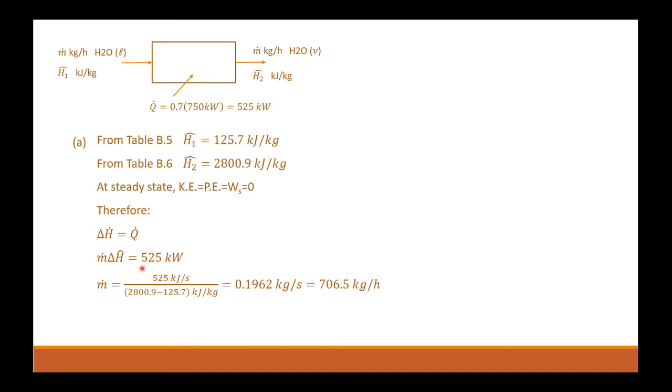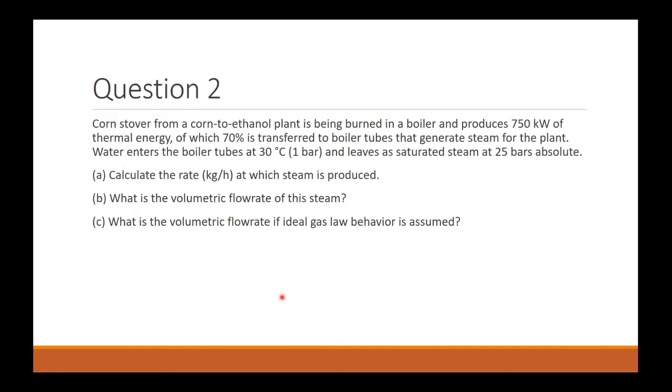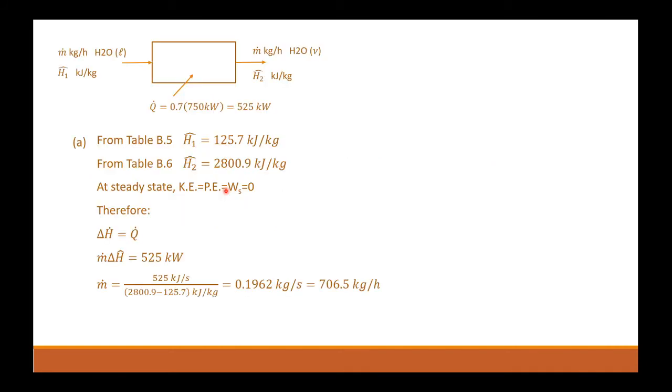That gives you 525 kilowatts. So m here is actually 525 divided by the change in H, which is H2 minus H1, the out minus the in, and that leaves us with 0.1962 kg per second. Now the question wants you to calculate the rate in kg per hour, so we simply convert it to hour, and that gives us 706.5 kg per hour.